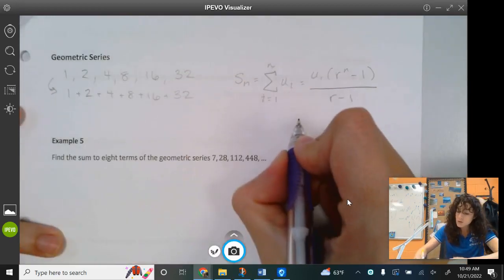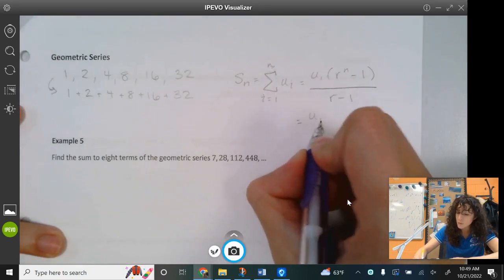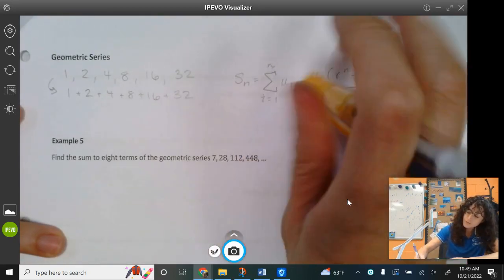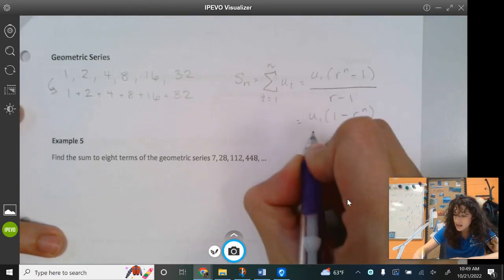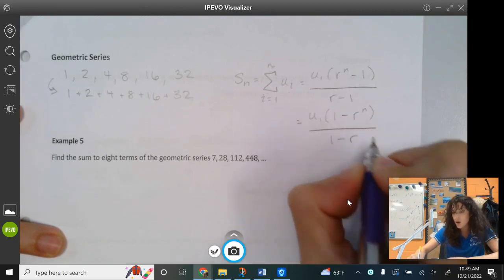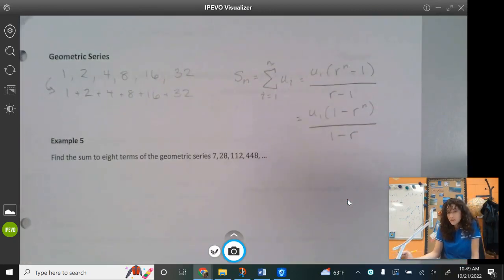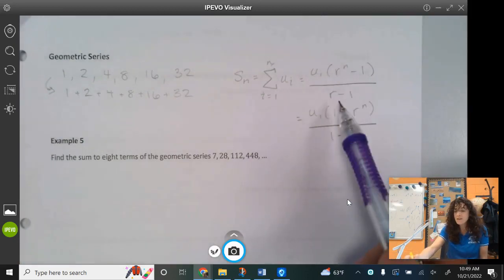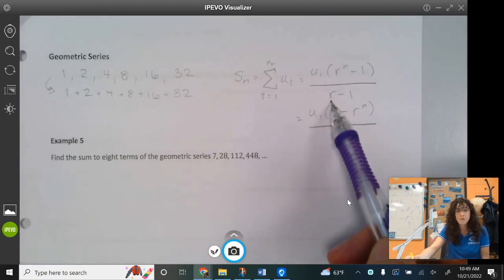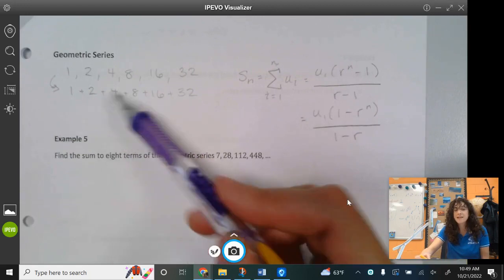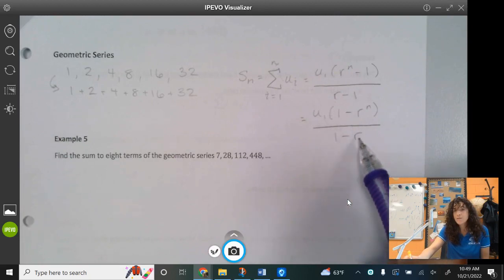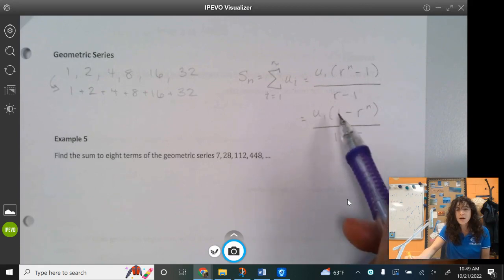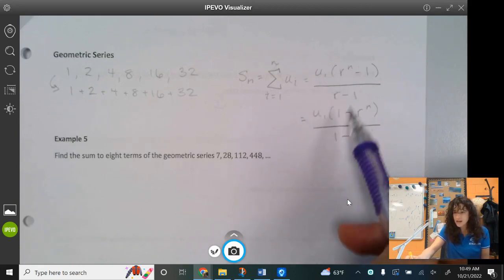That's it. You'll also see in your formula packet that it's written in a different way. Sometimes they also do 1 minus r to the n, all over 1 minus r. There could be different reasons for using the different versions. The biggest reason that I can think of is that if r is bigger than 1, if your common ratio is 2 or 10, doing 10 minus 1 makes this positive, which is nice, versus if it was negative, it'd be 1 minus 10, and so it'd be negative 9 down here.